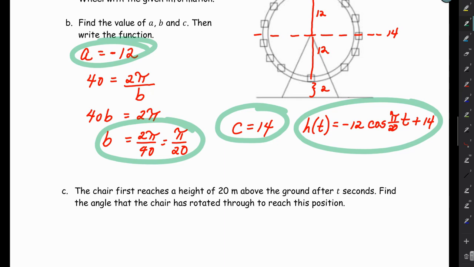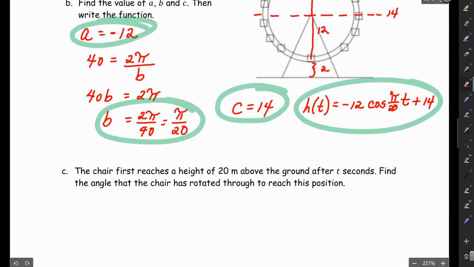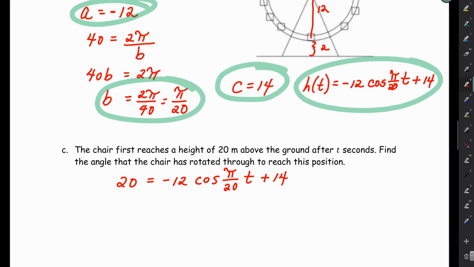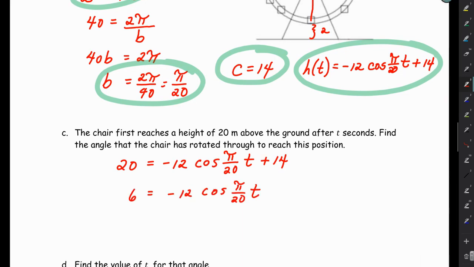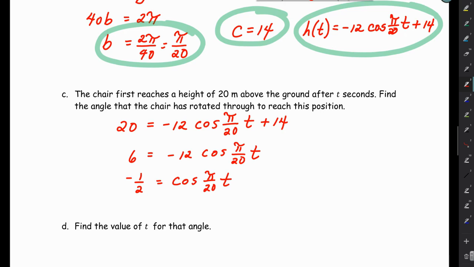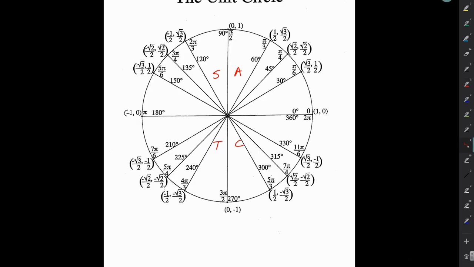All right, so we know that the equation is going to be equal to 20. And at this point, all we have to do is solve for t. We'll subtract 14 from both sides. Divide both sides by negative 12. So 6 divided by negative 12 is negative 1/2. And then to solve for t, we need to know where on the unit circle is the cosine negative 1/2. The cosine is negative 1/2 at 2 pi over 3, and it's negative 1/2 at 4 pi over 3.